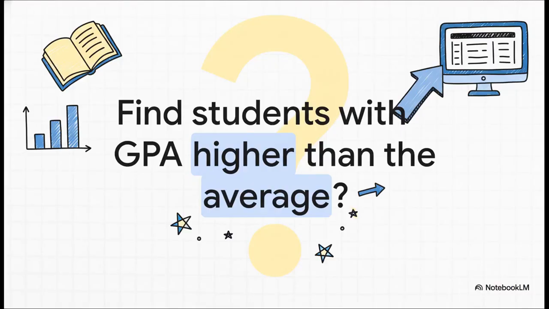So check out this question. How do we find students with a GPA that's higher than the average? This is kind of tricky, right? Because we want to find students who are above average, but we don't even know what the average is yet. We need to find that out first.